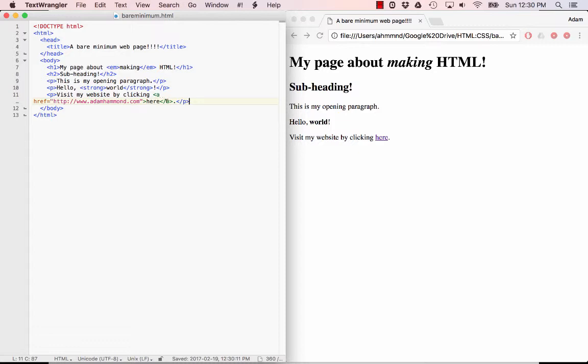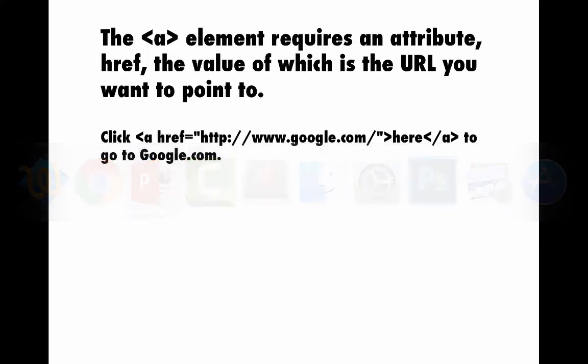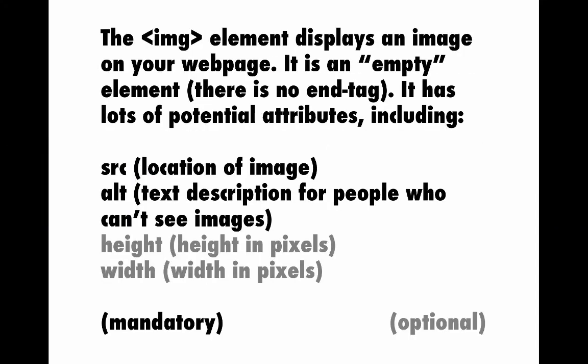Play around with those a bit. The other exciting one is the IMG element, which displays an image on your website. It's kind of a weird element in that it's an empty element, meaning it has no end tag. It doesn't surround anything, it just is its own element. It has lots of attributes that it can take, and 2 of them are required. So SRC is the location of the image that you want to display.